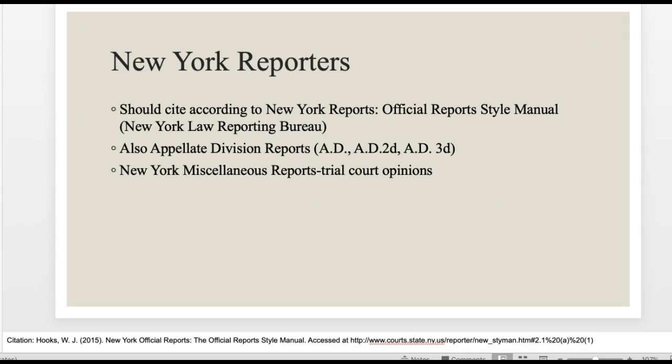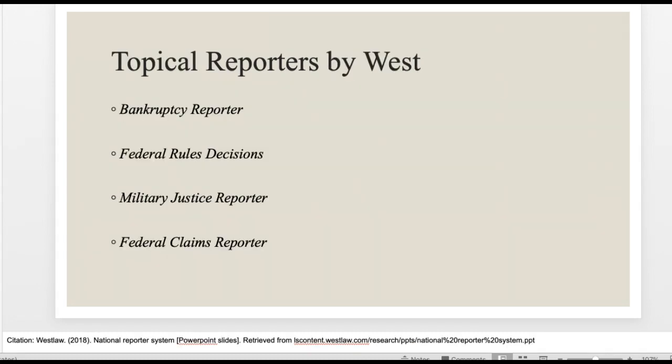For New York cases, you are required to cite to the official reports published by the New York Law Reporting Bureau. The reports include cases of the New York Court of Appeals. There are also the Appellate Division reports, and the New York Miscellaneous reports contain a particular selection of trial court decisions. In addition, West publishes several reporters based on subject. They are the Bankruptcy Reporter, Federal Rules Decisions, Military Justice Reporter, and the Federal Claims Reporter.